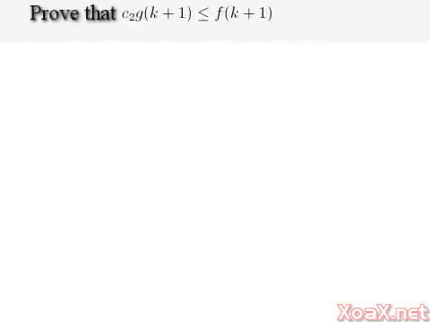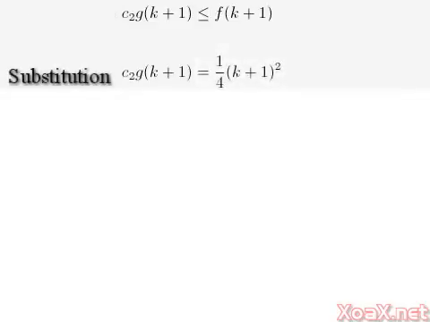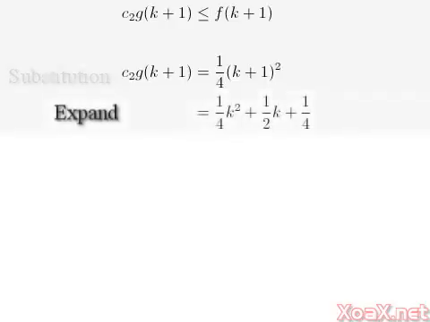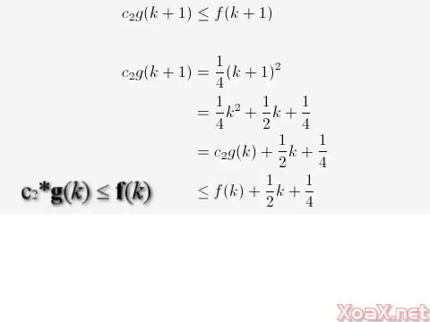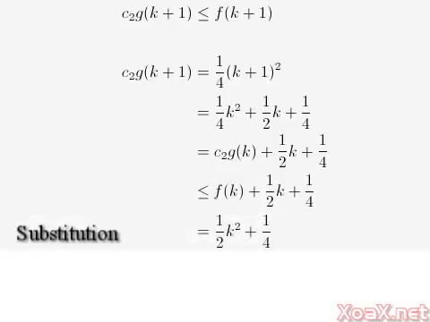We need to show that c2 times g of k plus 1 is less than or equal to f of k plus 1. We start with the left side and make our substitutions for c2 and g of k plus 1 to get this. Next, we expand the product to get this. And then we replace 1/4 k squared with c2 times g of k. Using our inequality for the kth case, we get this, which equals this by substitution and simplification.